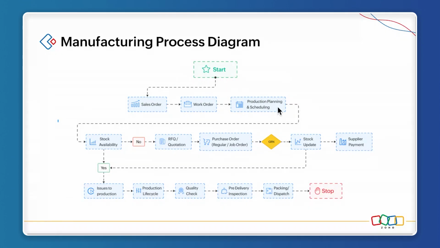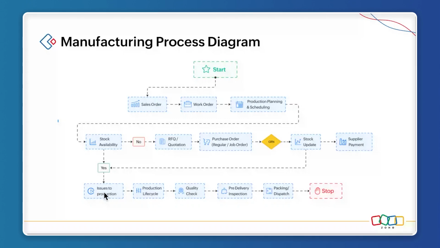Now, once the planning and scheduling are done, the next step is checking whether the stock is available or not. In order to produce a particular end product, you need to have certain raw materials, right? So you will analyze the stock availability. If the stock is available, it will go to the next process, which is to create the production process.